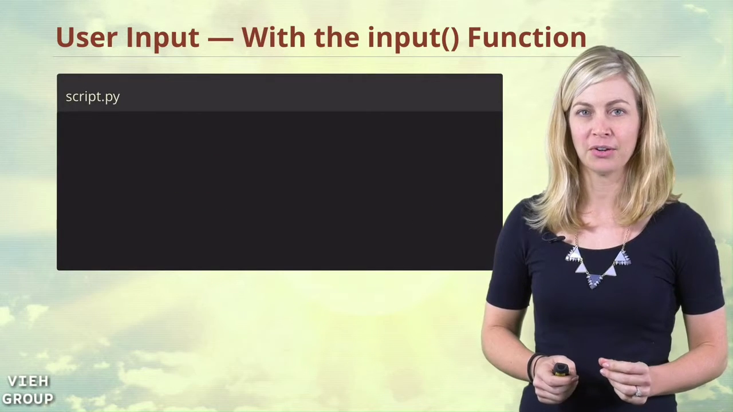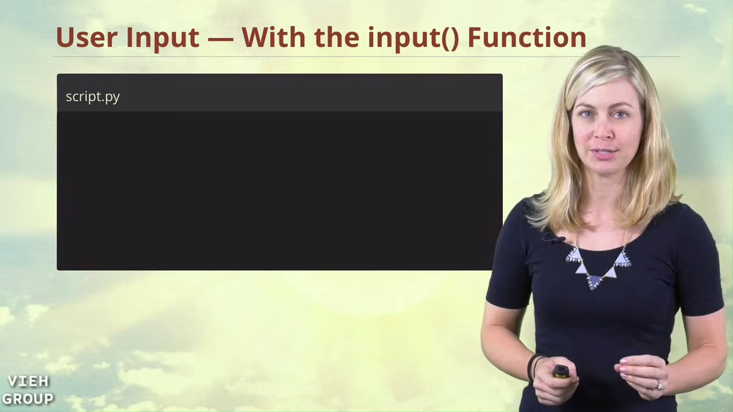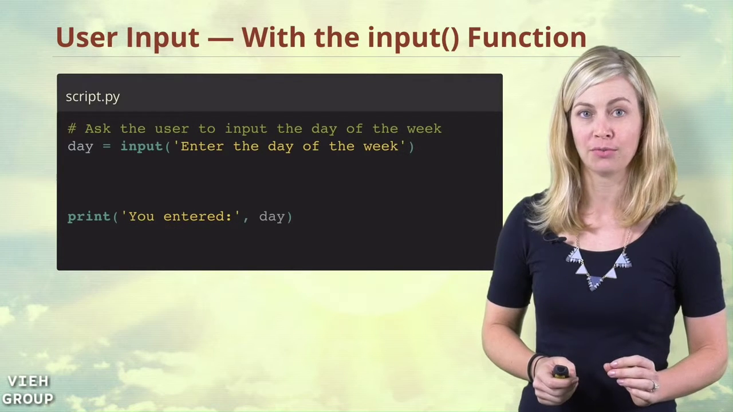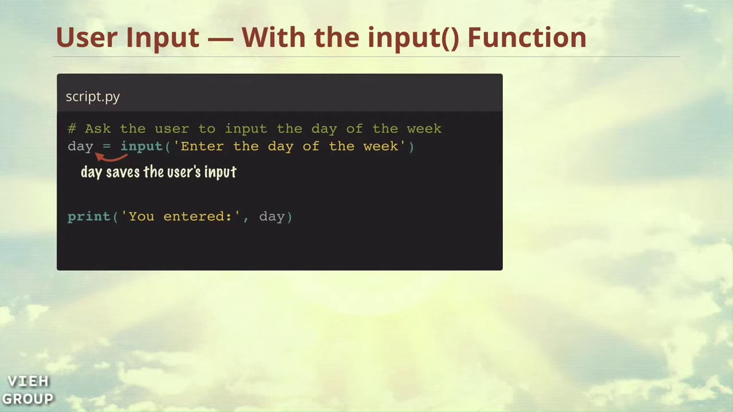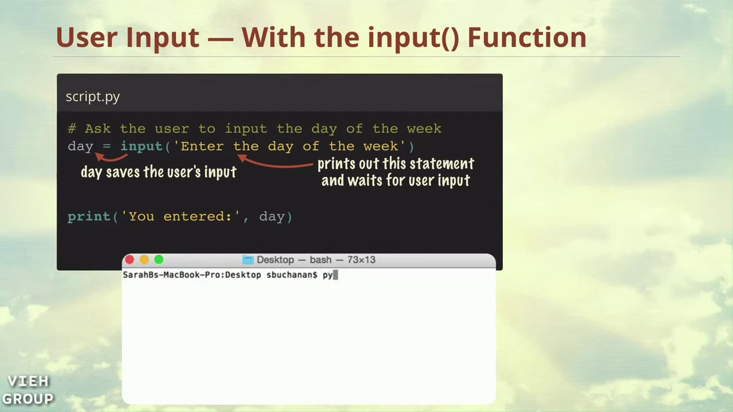Instead of assigning hard-coded values to our variables in our script, we can ask the user to input their own values. Input is a built-in function in Python like print. It will print out the statement to the user and then wait for the user to enter their answer and then save that value. For example, we have input and then enter the day of the week. We run the program, it asks the user for the day of the week, they enter Monday, and we save that into the day variable, and then we print it back out. You entered Monday.